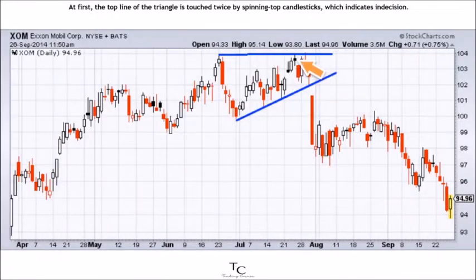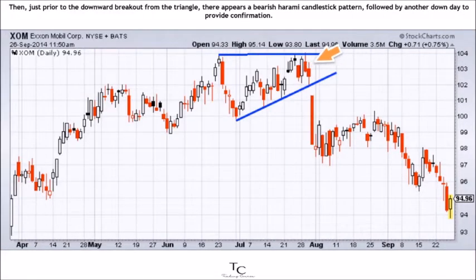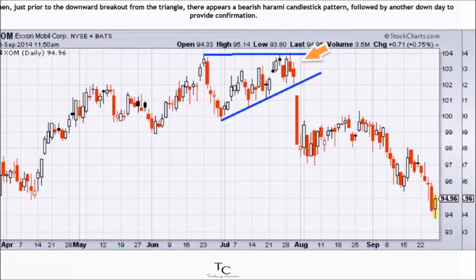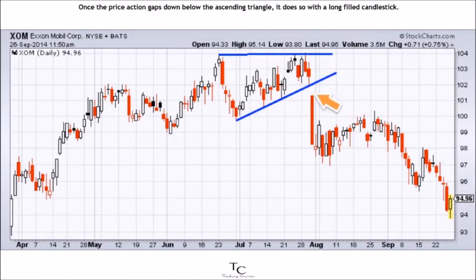At first, the top line of the triangle is touched twice by spinning top candlesticks, which indicates indecision. Then, just prior to the downward breakout from the triangle, there appears a bearish harami candlestick pattern, followed by another down day to provide confirmation. Once the price action gaps down below the ascending triangle, it does so with a long filled candlestick.